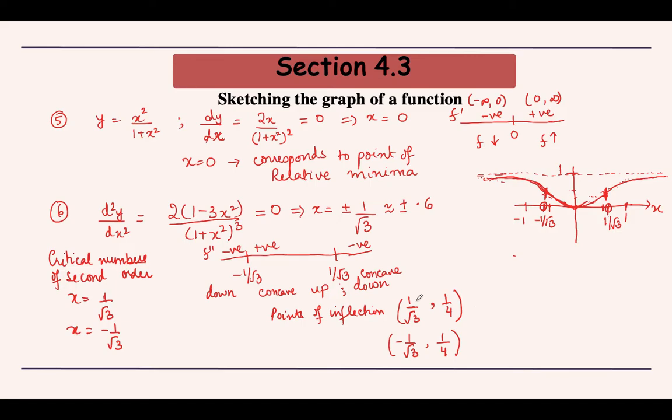So these are the coordinates of the points of inflection. We have to substitute x equals to 1 by root 3 in this expression, y is equal to x square by 1 plus x square. Here we put x equals to 1 by root 3 and we get y as 1 by 4. So that is 1 point. Then again when we put x as minus 1 by root 3, we will get the same value of y because we have x square here. So it will not change the value, and you are again going to get 1 by 4.